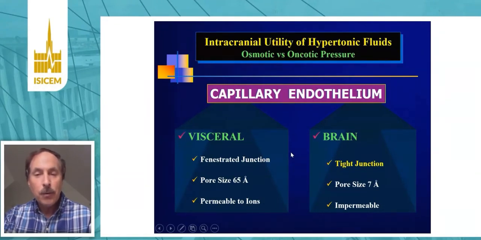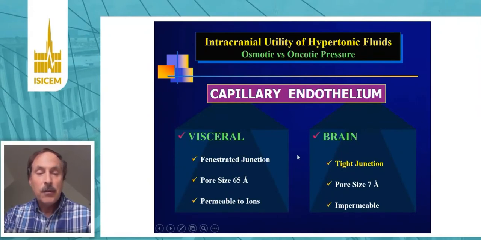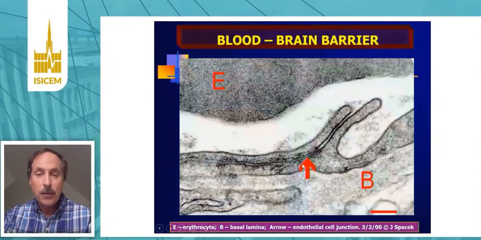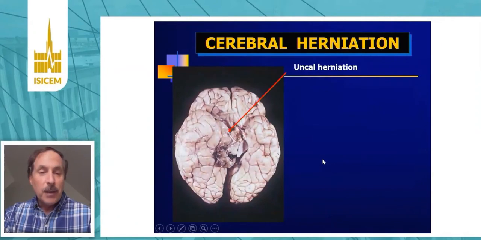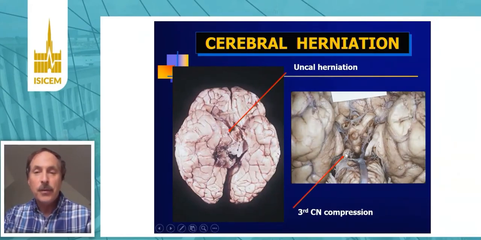Now, getting back to the brain, we know that the brain is one of these singular organs that have tight junction endothelium as opposed to fenestrated junction, and hence excludes sodium and other ions rather well. And here's just an electron micrograph showing this sort of tight junction glue separating these two cells. Now, hypertonic medium has been looked at to help prevent pathologies such as cerebral herniation, as you see here, an uncal herniation syndrome coming and compressing the third nerve.